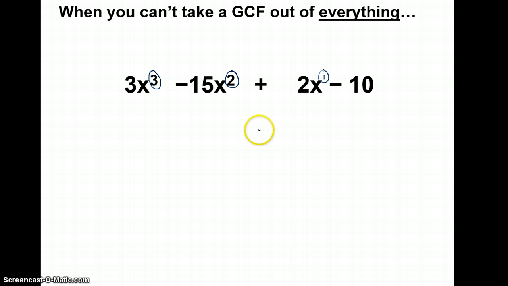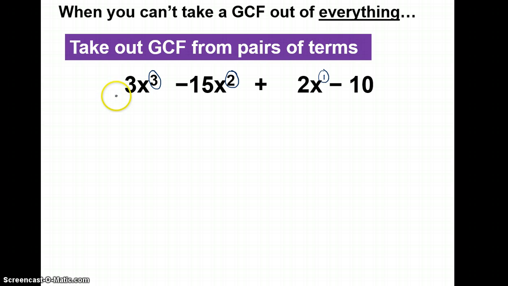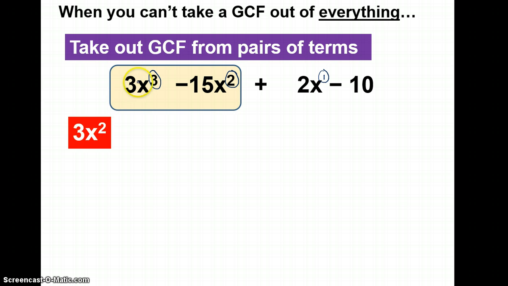Great. Okay, let's pair some stuff up. So what are these two a multiple of? And how many x's can I take out of each? They're both a multiple of 3. I can divide by 3, and I can take an x squared out of both. So I'll go ahead and do that for the first one. Divide by 3x squared. 3 goes into 3 once, and if I divide out an x squared, I'm left with an x, or 1x. If I do the same thing here, I divide out a 3x squared, well, that's just going to cancel. 3 goes into negative 15 how many times?